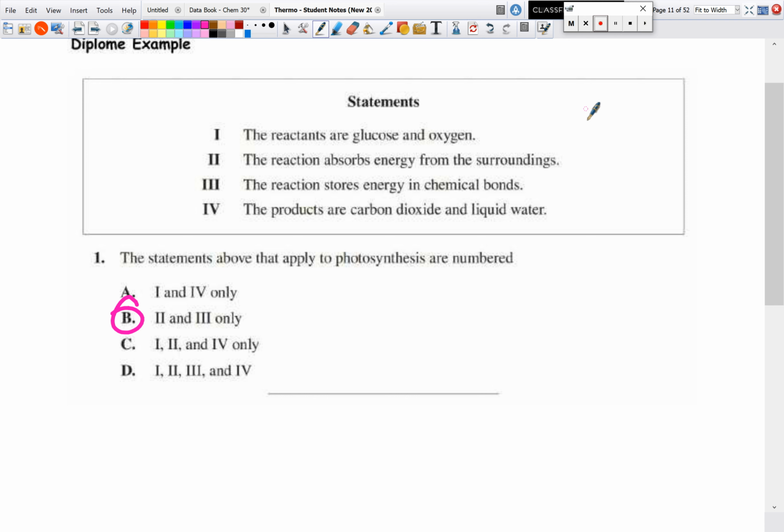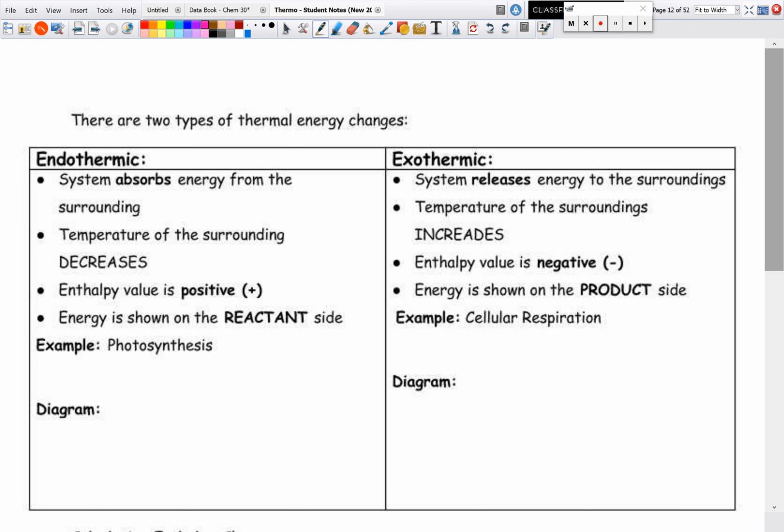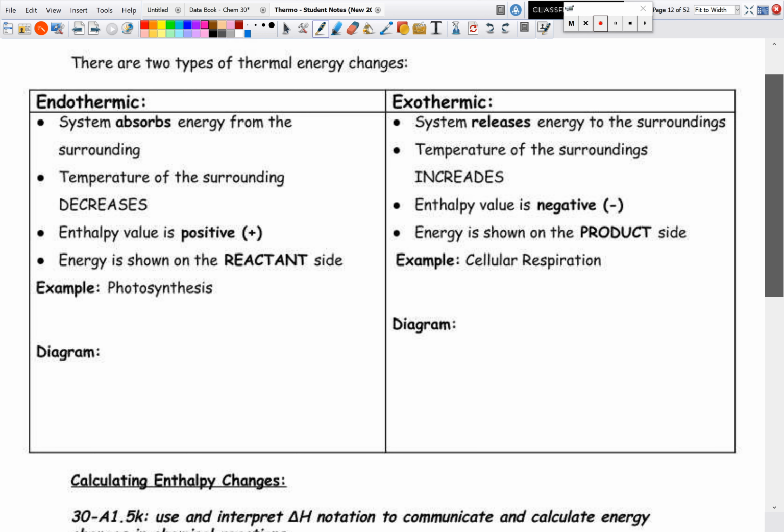So just now, right before we go to our last one, just on the last page here, this is a little chart summarizing endothermic and exothermic reactions. All right, so for endothermic, we know system absorbs energy. Temperature of the surrounding is going to decrease. That's why endothermic reactions always feel cold, and our enthalpy value is going to be positive, and the energy is shown as a reactant. So our example is photosynthesis.